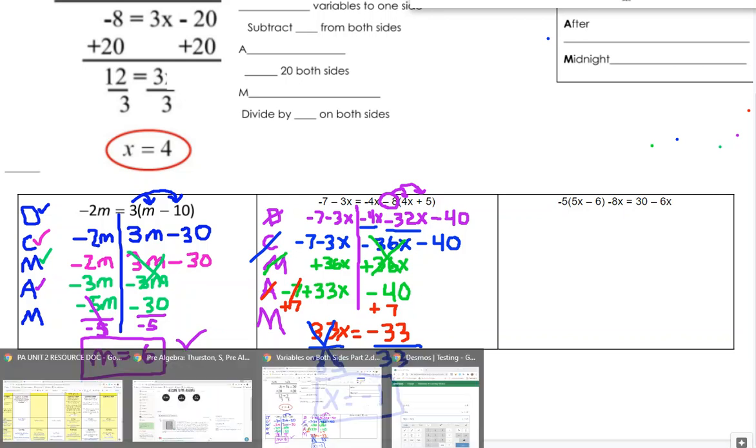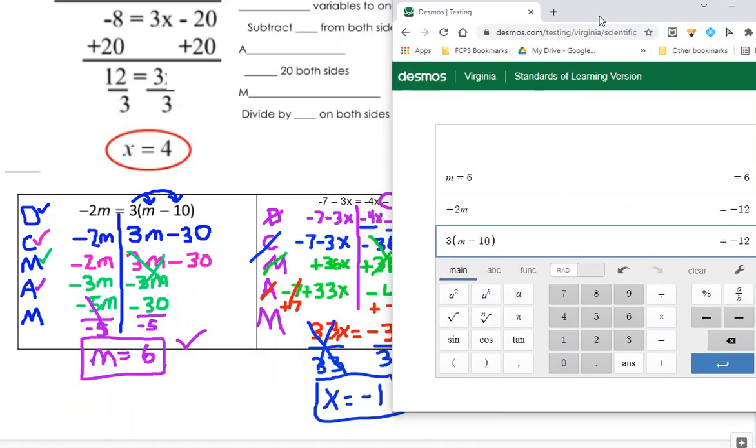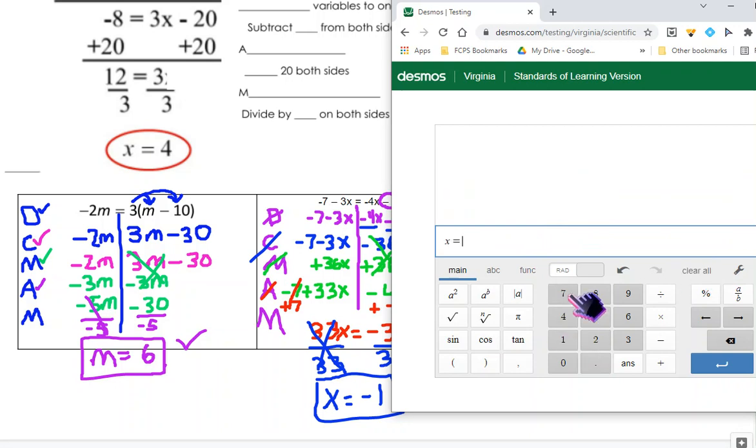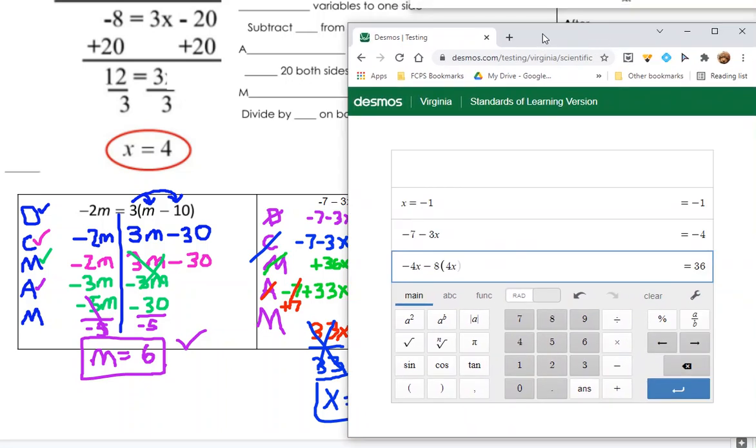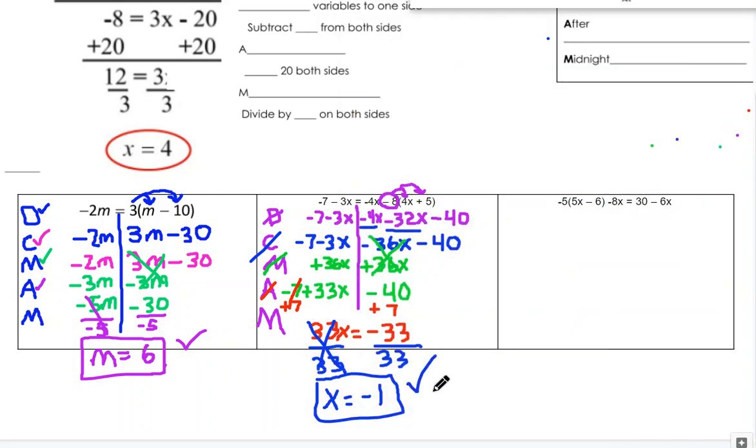All right, so let's check our work real quick. We got x equaled negative 1. Let me clear all this out. x equaled negative 1. I'm going to hit enter. My left side said negative 7 minus 3x. I'm going to hit enter. My right side said negative 4x minus 8, parentheses 4x, and plus 5. And I see both of these sides equal the same thing, so I know I got it right. Look at that. All right, we got one more practice problem over here.